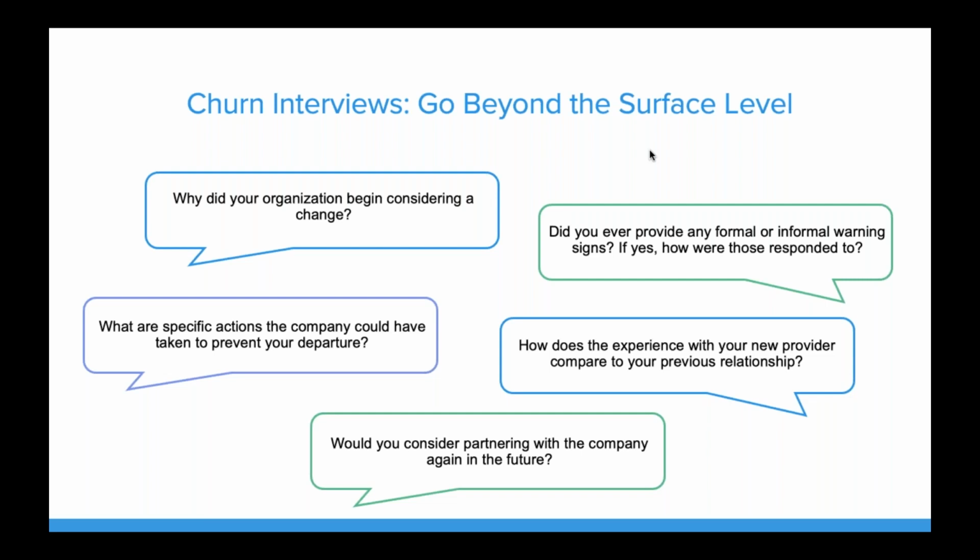What specific actions could we have taken to prevent your departure? How does the experience with your new provider compare to your previous relationship? So we're starting to see a little bit of the hints of the CI element here. And would you consider partnering with us again in the future? Right, so really trying to dig beyond the surface level, ask follow-up questions based on the answers that you get. That's where a lot of the great insight comes.